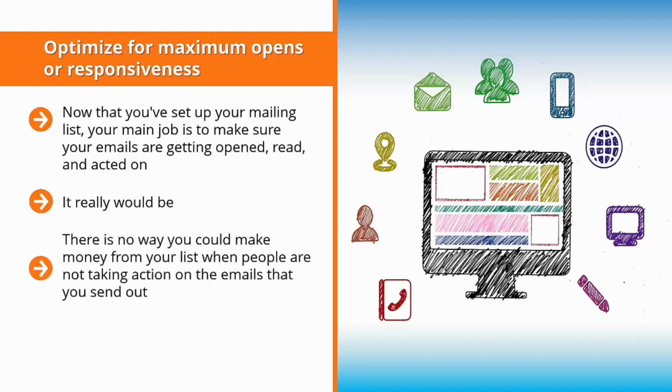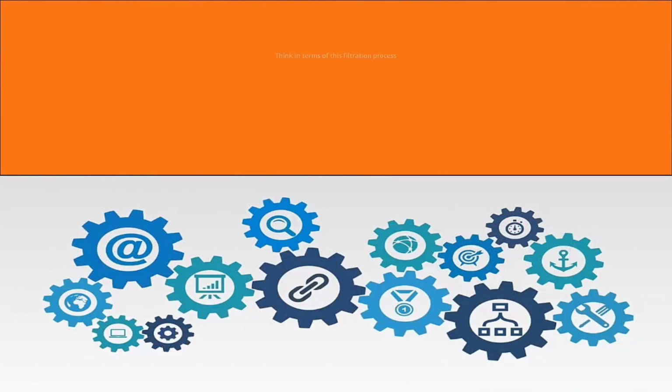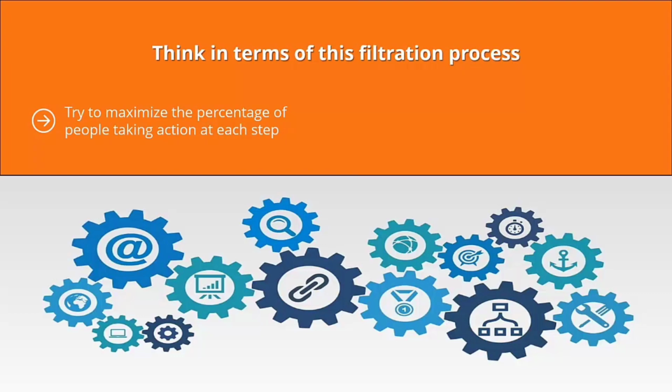There is no way you can make money from your list when people are not taking action on the emails that you send out. You have to work actively to maximize the percentage of people opening your emails, reading them, and clicking on them. Each of these actions involves fewer and fewer people. You can start with 1,000 people on your list and end up with only 100 people opening your emails. Of those people, only 20 might end up clicking on the link included in the body of your email. Think in terms of this filtration process. Try to maximize the percentage of people taking action at each step.